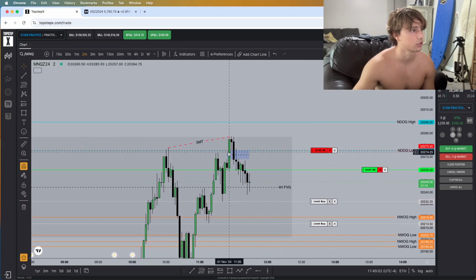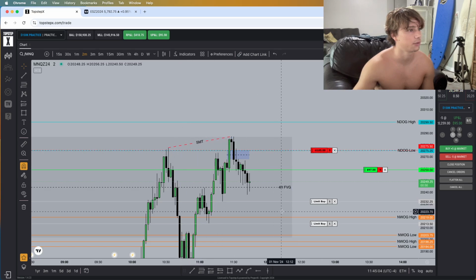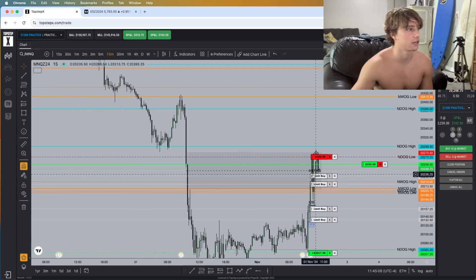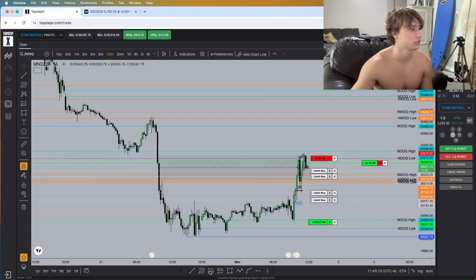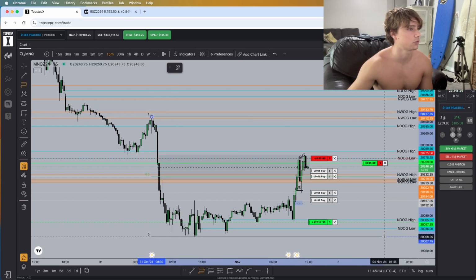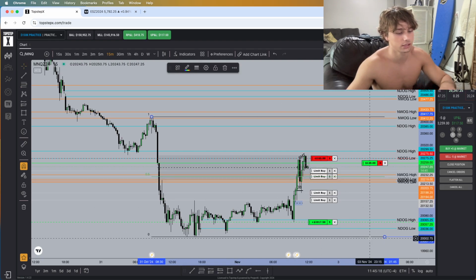I took this 2-minute inversion. We have an SMT at this high. We're in a 4-hour imbalance on the bigger time frame, and this is kind of my bias for the entire day. My bigger bias is that we are in equilibrium of this whole range right here. Right here's 50%. I have a lot of lines, hard to see.